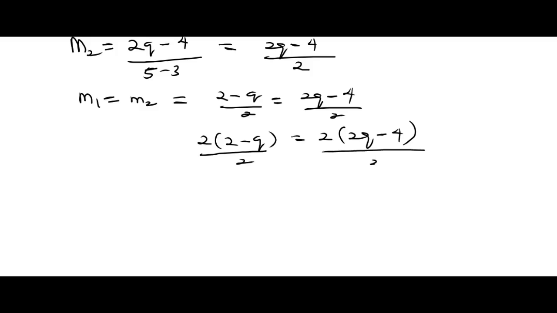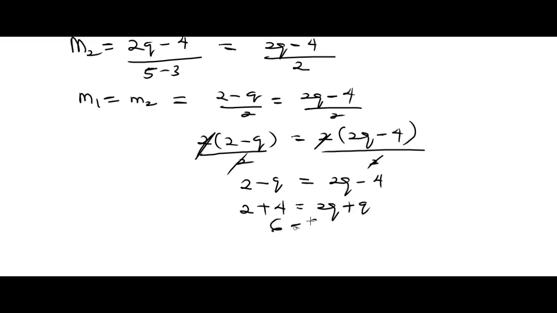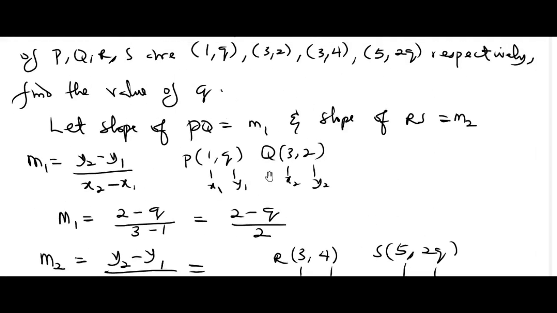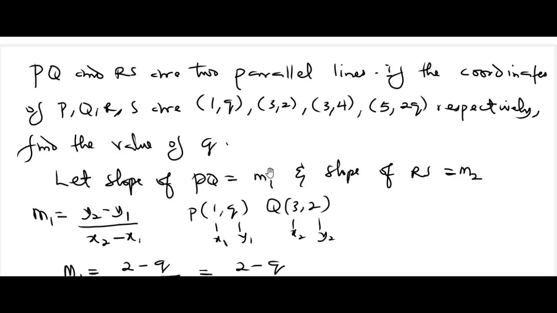So divide both sides by 2. You have 2 - q = 2q - 4. So here you can have 2 + 4 = 2q + q. This is 6 = 3q. Divide both sides by 3. q is 2. So the required value of q for this question is 2.